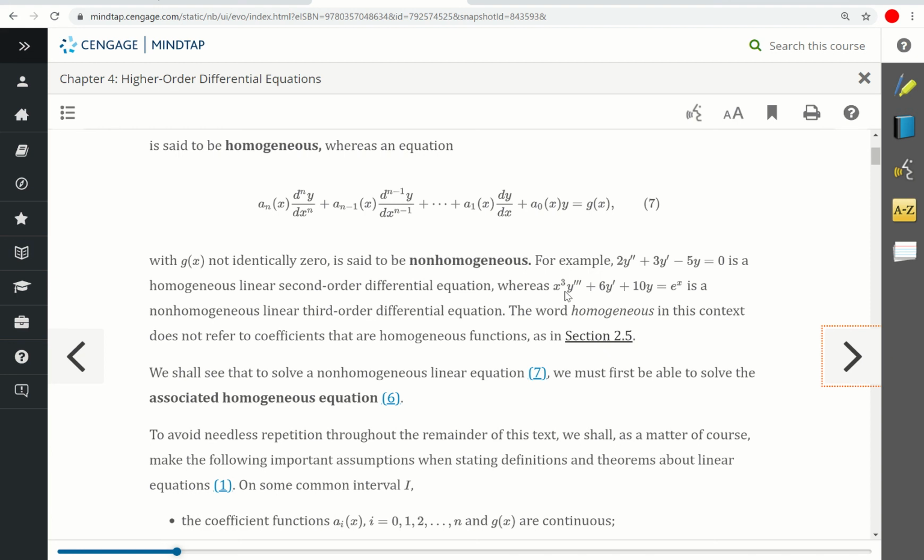This one here, we have x cubed times y''' + 6y' + 10y = e^x. This one would be third order because we have a third derivative. It's linear in the variable y, so it's linear, but it would be non-homogeneous because on the right hand side we have a function of x that is not identically 0.